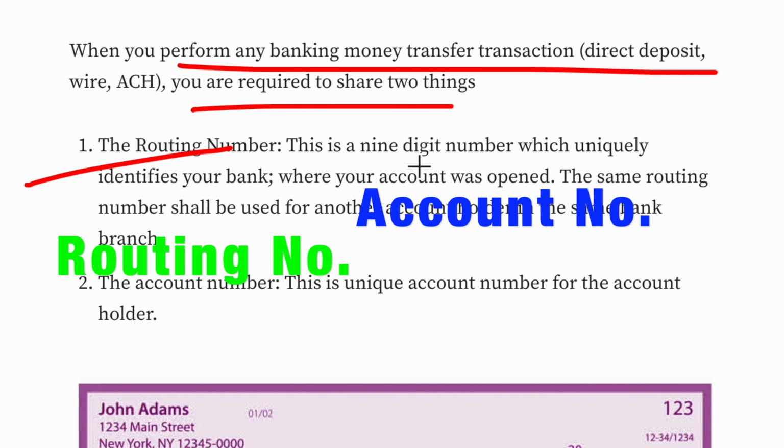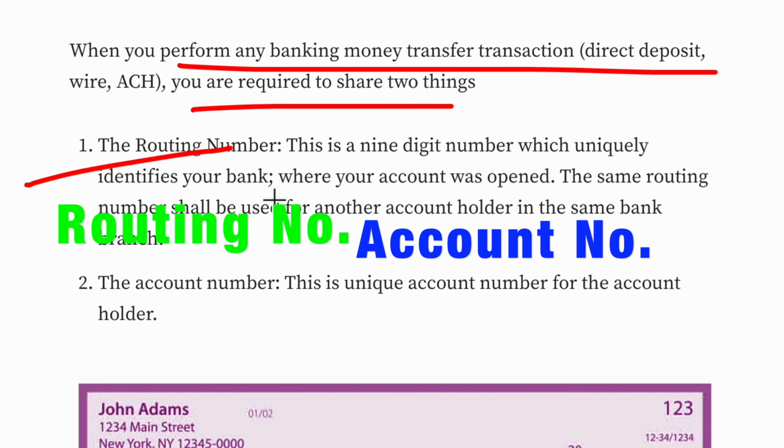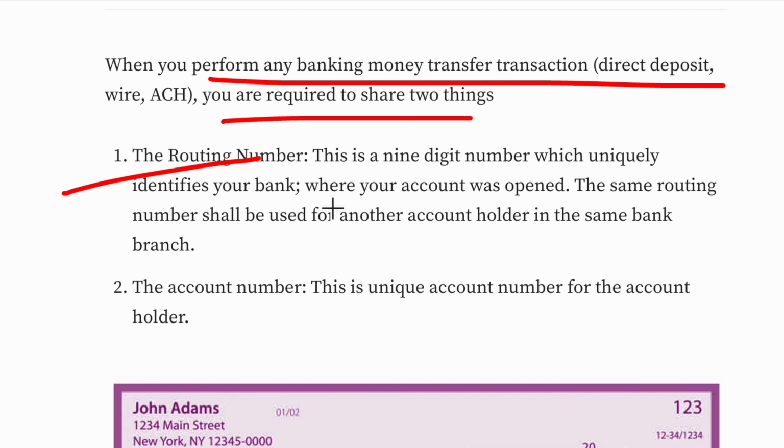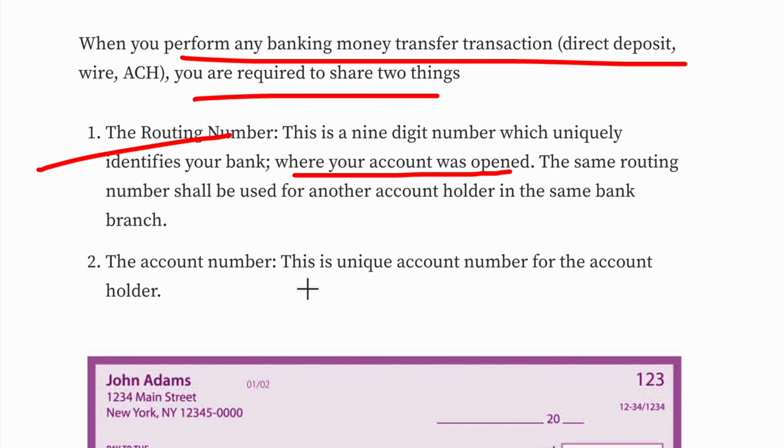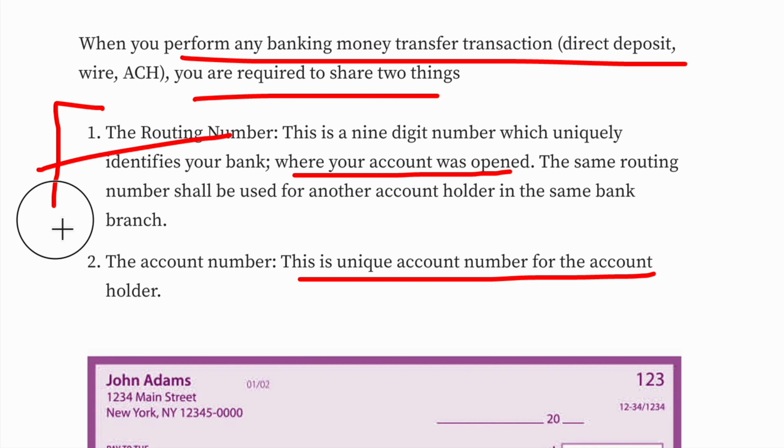The routing number is a 9-digit number which uniquely identifies your bank or the financial entity where your account was opened. And the account number is a unique account number for the account holder within that specific bank or branch where the account was opened. So the identification of the bank and branch is done by the routing number, and the individual account is identified by the account number.